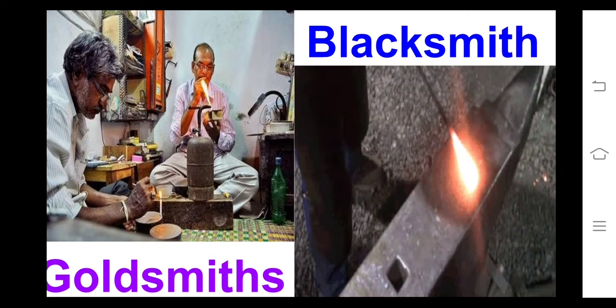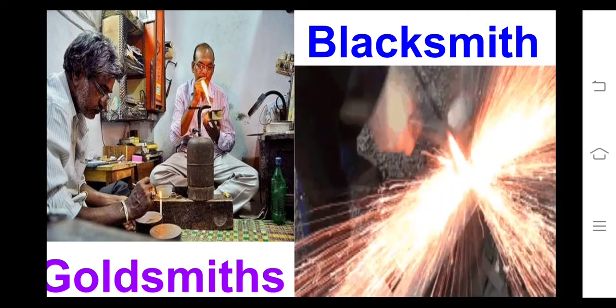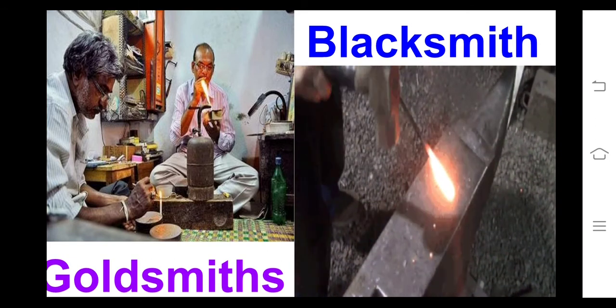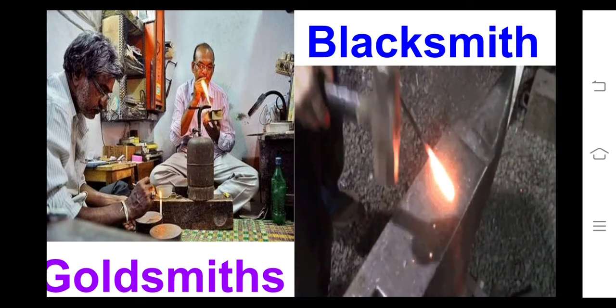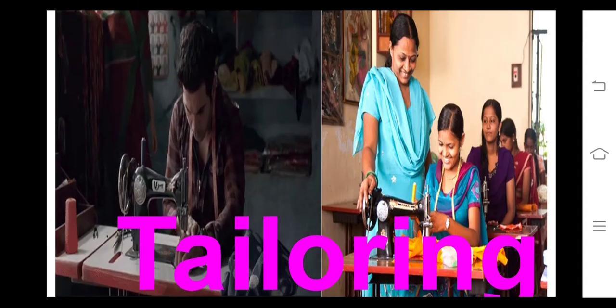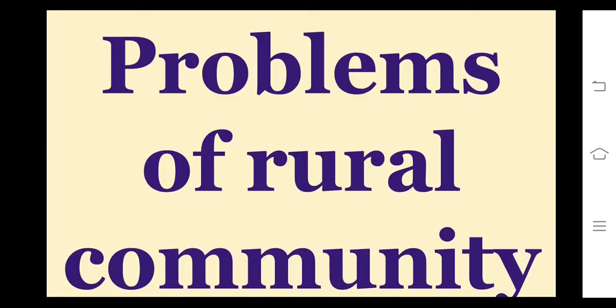Goldsmithing, that is working with ornaments, is called goldsmithing. Blacksmithing is working with metals. Tailoring, stitching of clothes, is called tailoring. Basket weaving, carpentry. These are the non-agricultural activities. Now we will see there are some problems in the rural community.